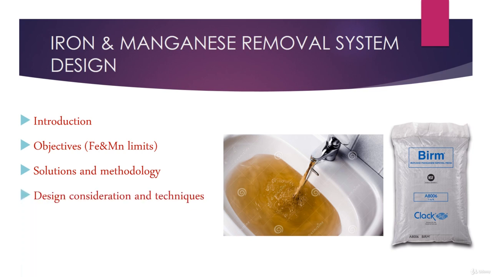After that, we will learn all the processes, calculations, and design guidelines for iron and manganese oxidation, precipitation, and filtration. We will calculate the amount of oxygen or chemical oxidizing agents required to oxidize the iron and manganese, and the time to complete the oxidation process.